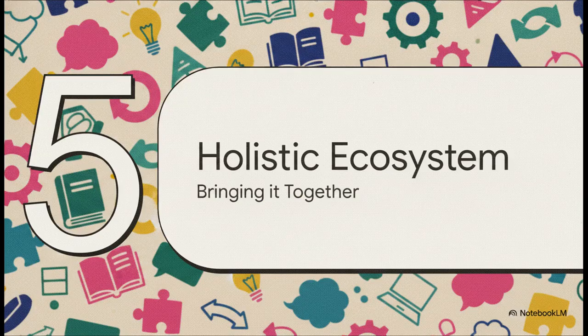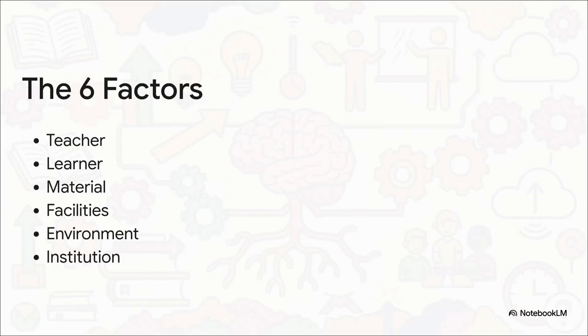Section 5. The holistic ecosystem. It's time to bring it all together and connect these pieces. So here are all 6 elements we've just built: the teacher, learner, support material, instructional facilities, learning environment, and institution. This brilliantly illustrates how no single factor operates in isolation. You can literally have the best institution in the world, but if the learner lacks emotional readiness, learning doesn't happen. You can have an expert teacher, but if the learning environment is hostile, the message gets lost. They are deeply, undeniably interconnected.